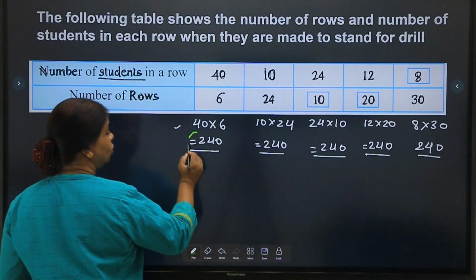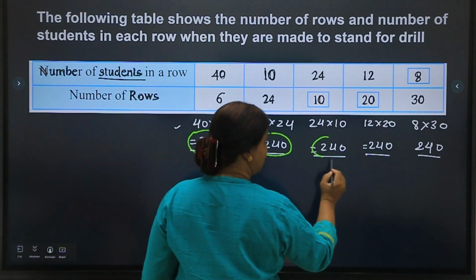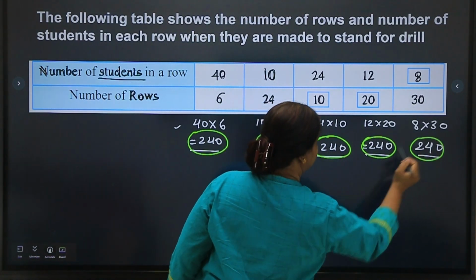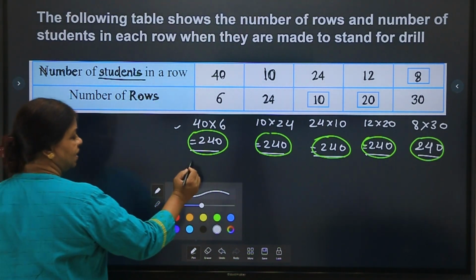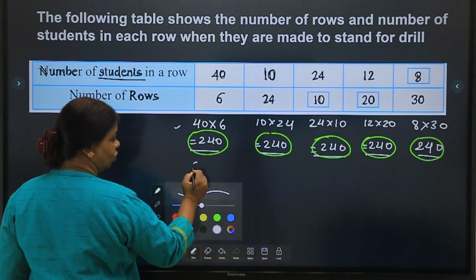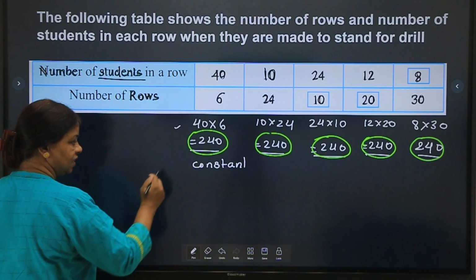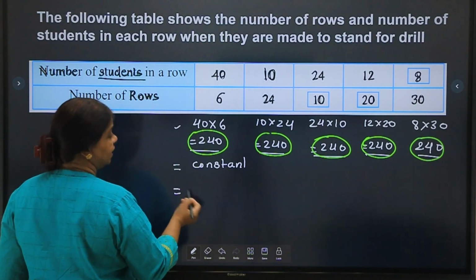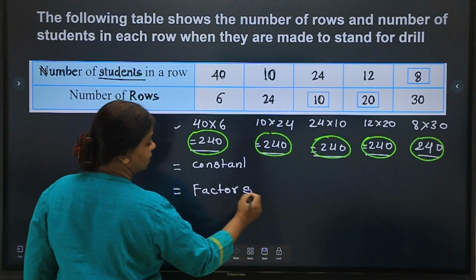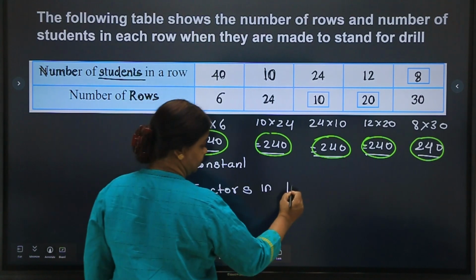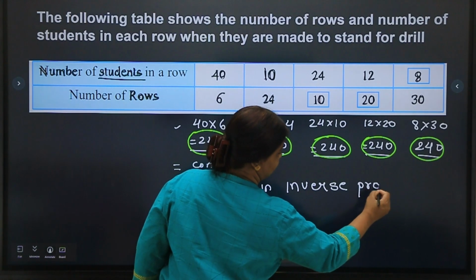So we come to the conclusion that when we multiply these two factors, we are getting the same number. And if we get the same number after multiplying these two factors, that means the product of both is constant. Same number means constant. If the product is constant, that means these two factors are in inverse proportion.